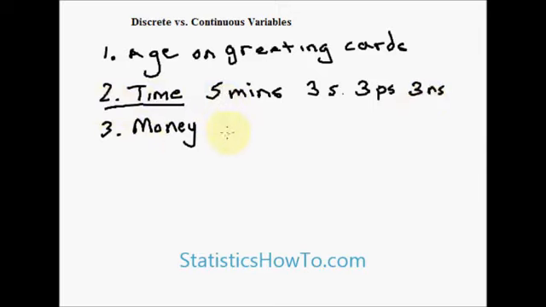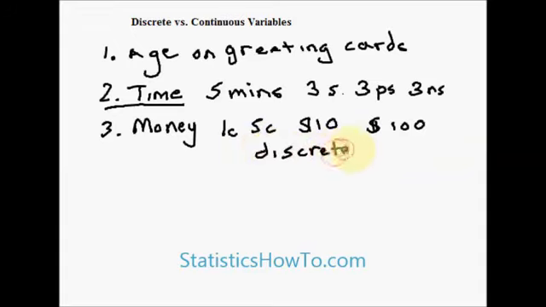How about money? Well, you can count in dollars or you can count in cents. So you could have 1 cent and 5 cents. We could have a $10 bill. We could have $100. And if you look at it this way, money, when you have countable objects like coins or dollar bills, those are discrete. You can't get a fraction of a dollar bill or a fraction of a nickel, so those are discrete.